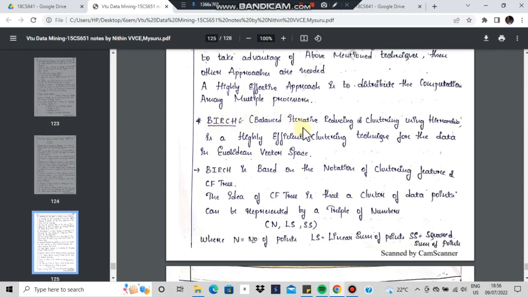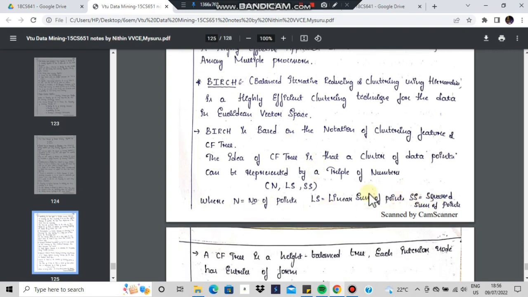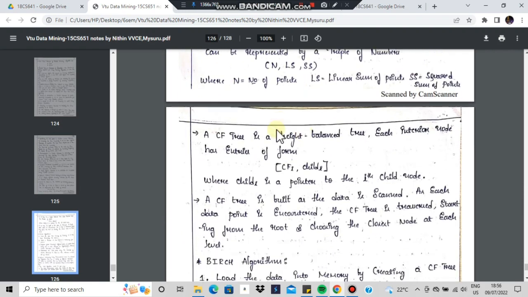BIRCH is balanced iterative reducing and clustering using hierarchies. We'll be using the vector space and the distances between the points to calculate the best clusters. We'll be doing some things like linear search and so on. You can go through it and you'll get more information regarding this.